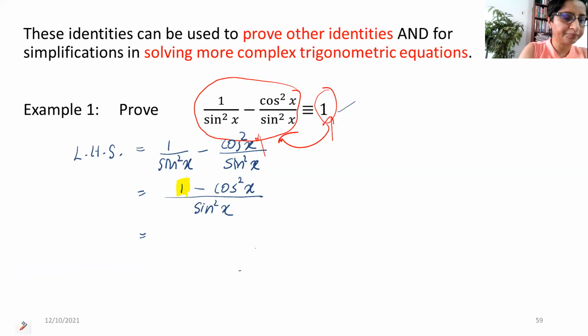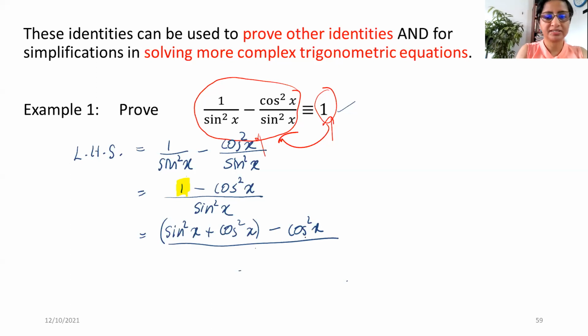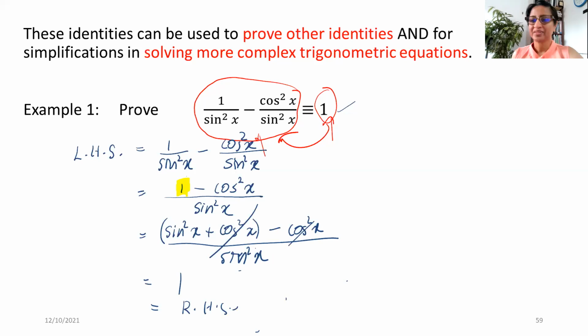So I'm replacing 1 with sine squared x plus cos squared x, instead of 1, because they are the same. Minus cos squared x over sine squared x. And now you have, right? Sine squared x over sine squared x is 1. You have proven that this is equal to the right hand side. Nipun says sine squared. Yes. Hasita and Nipun are saying the same thing. So that would also be the same.